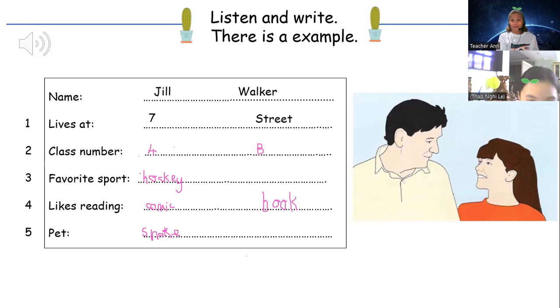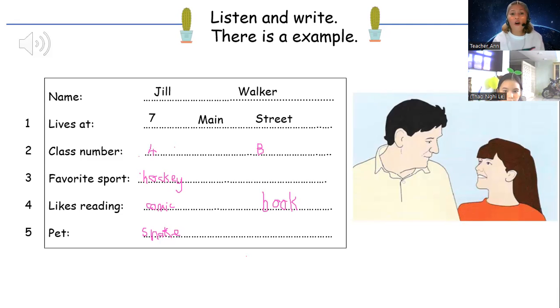Okay. Finished? Yes. Okay, let us hear. So the name. I don't know number 3 and number 5. Oh, it's okay. It's okay. So the name is Jill Walker. Okay. Where did Jill Walker live? She lives at where? Main Street. Okay. What's the class number of Jill?